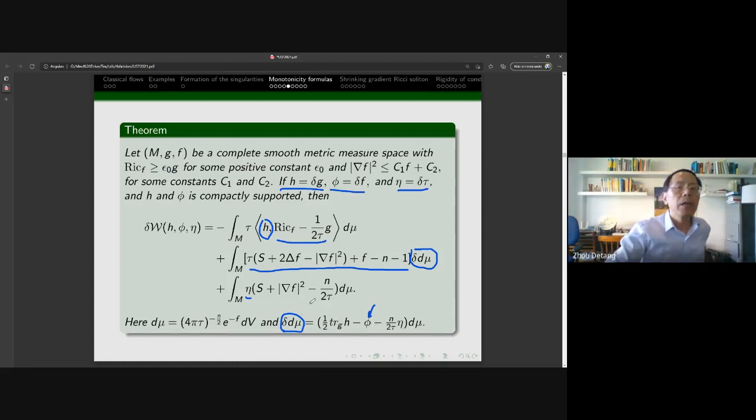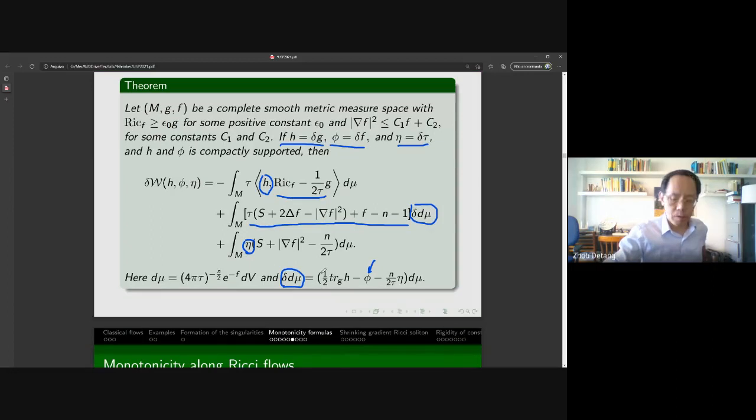Anyway, if you look at this one, for example, if you assume this one is 0, and you can assume this one is 0, then you only have this term. So the critical point for the metric with f: if this one is 0 for all h, that means this one is 0. Right?